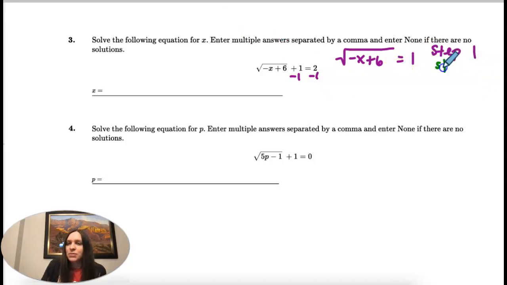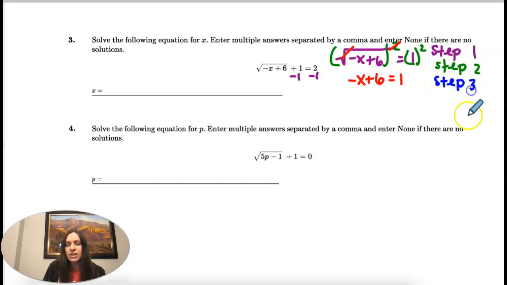Now I'm going to do step 2, and that is square both sides. So I'm going to square this side, I'm going to square this side. And what happens is the square and the radical are opposites, and I'm left with just what's under the radical, negative x plus 6 equals 1 squared, which is 1. So I got rid of the radical. Step 3 is now we just solve for x.